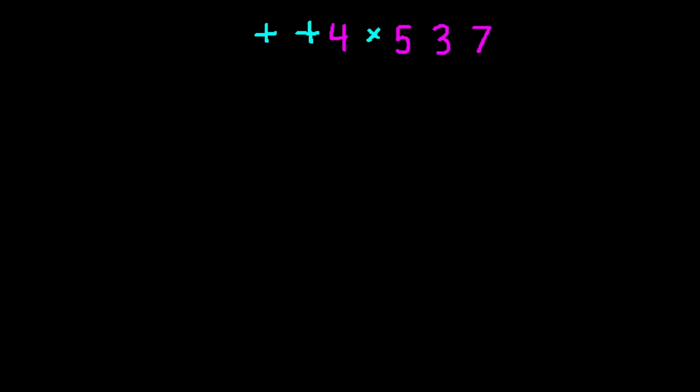Okay, let's evaluate this one as well. So we'll start with the innermost operator, and then we'll move this between the 5 and the 3, which gives us plus 4, 5 times 3, which is 15, and then 7.